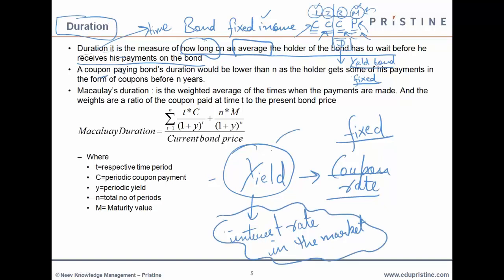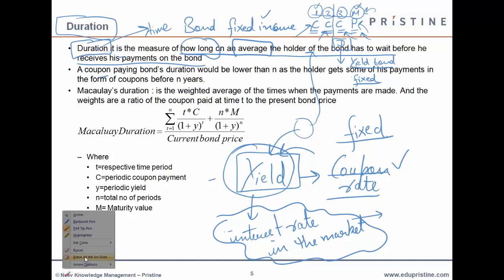And yield is my return, the bondholder's return. And if the interest rates are changing, even if coupons are fixed, my returns from the bond change, so yield changes. So if I want to guarantee a particular yield, I should hold the bond till the duration of that bond, not till maturity, but till the duration of the bond.